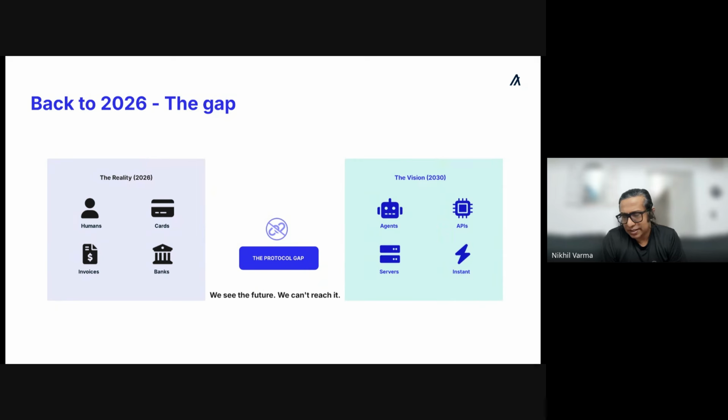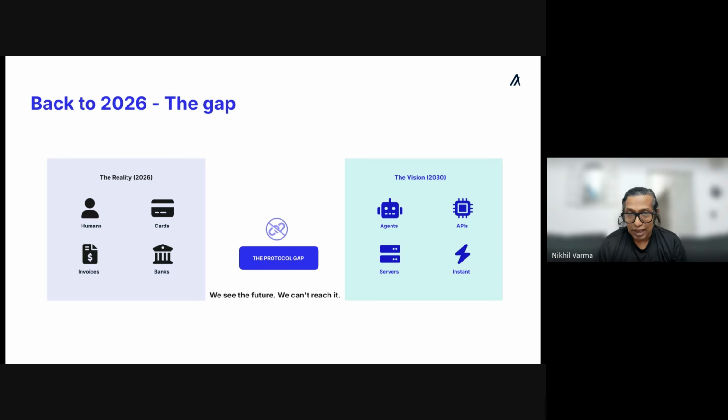And in 2026, the reality is, of course, we are talking about x402, but the reality is that we've built systems where there is a protocol gap. Most of our systems are built taking humans into consideration. We have people, we have cards, we have invoices, we have banks. But the vision where we want to head to is agents, APIs, servers, and instant transactions. So there seems to be a protocol gap which exists in the current times.